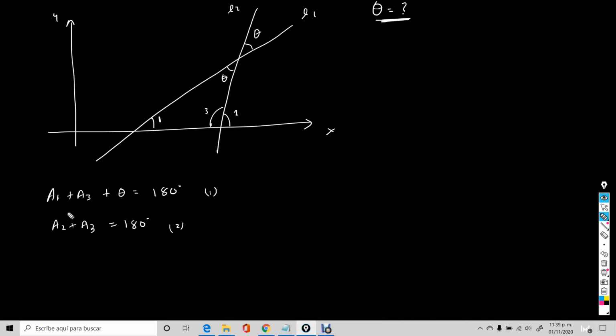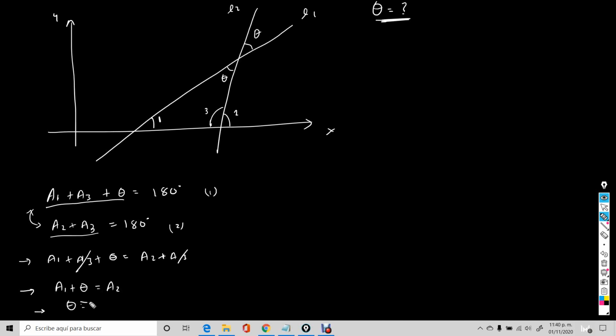And now we can do the following. If this is equal to 180 and this is equal to 180, then this and this are equal to each other, which I can put in this way. There you go. And angle 3 belongs in both sides of the equation, so I can cancel it. And this leaves me the following. Angle 1 plus theta equals angle 2. And basically theta would be equal to angle 2 minus angle 1.